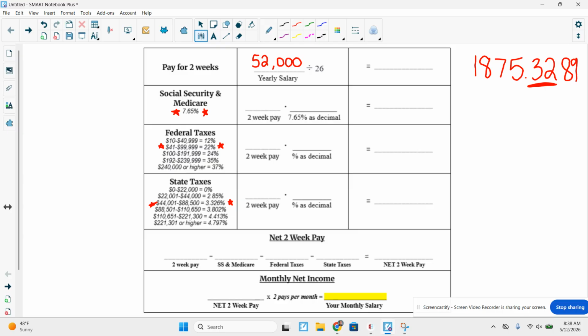However, the third number tells us what's going to happen. If it's 5 or more, it's going to go up. If it's 4 or less, it stays the same. So what is the 8 going to tell the 32 to do? Go up. So my rounded number would be 1875.33. So just keep that in mind as you're rounding.